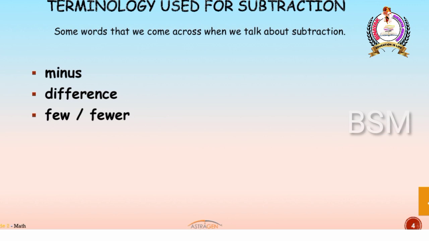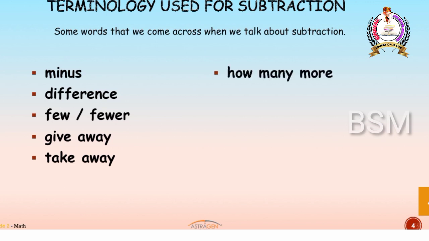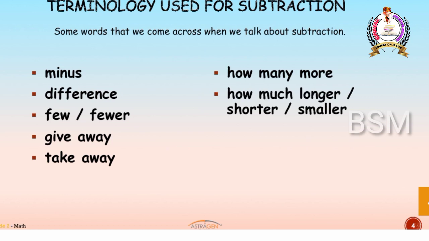Few or fewer. Now Tina had 30 chocolates, but now she has few left. What happened? They went away. She gave away few chocolates to her friends. So the friends take away chocolates from Tina and hence she has less. How many more would Tina have after she's given away 6 chocolates? She had 30. She gave away 6. So she will have, subtract more, 24.